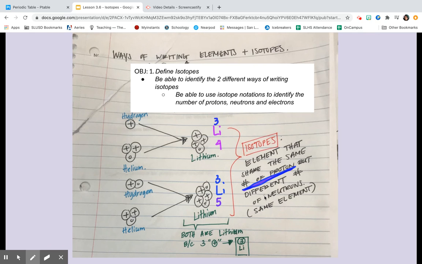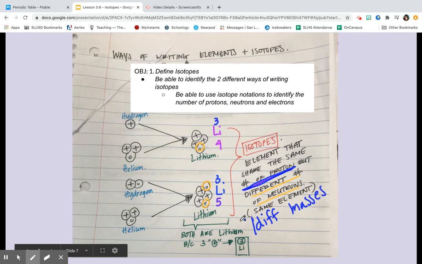But different number of neutrons. Right, so if you notice here, this one only has 1 neutron. This one has 2. So different number of neutrons. If you want to be extra clear in your notes, you can also say, in addition to different number of neutrons, because they have different neutrons, they also have different masses, right? Okay.